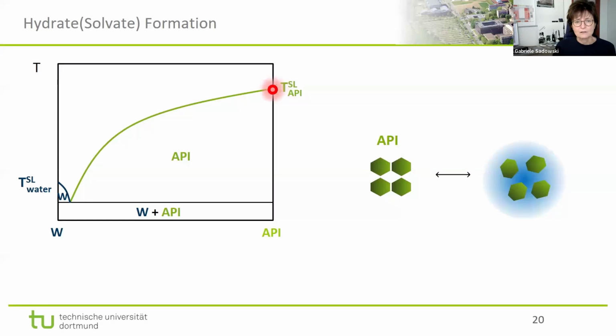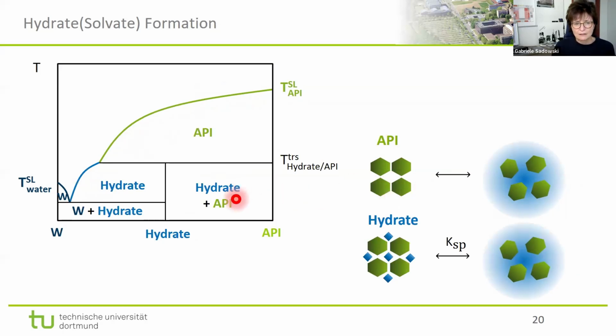And then we get, I would say, a normal eutectic system. And we have the eutectic point here. And that means everything here on the right-hand side, meaning right of the solubility line of the API, would bring us to pure API crystals. So this is what we have here of a particular crystal form.